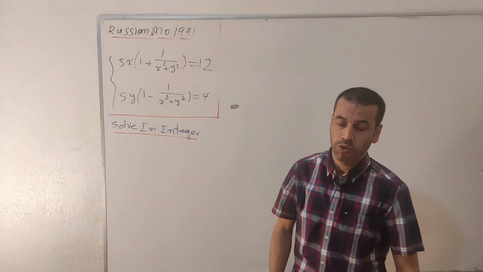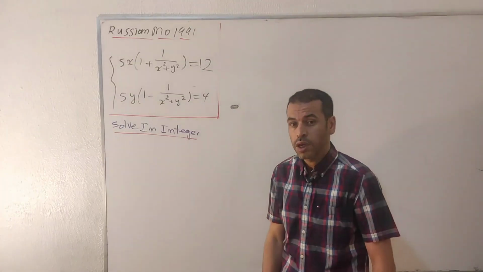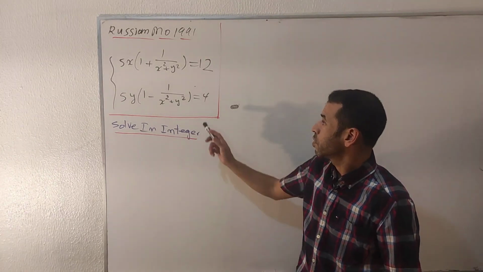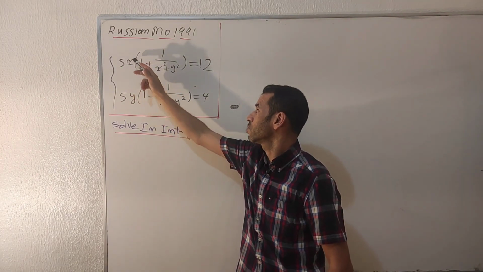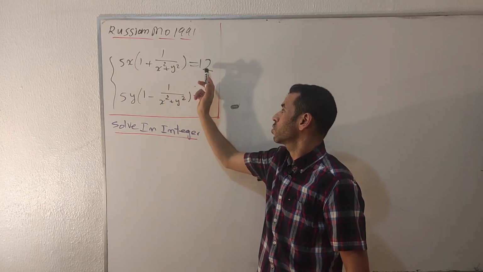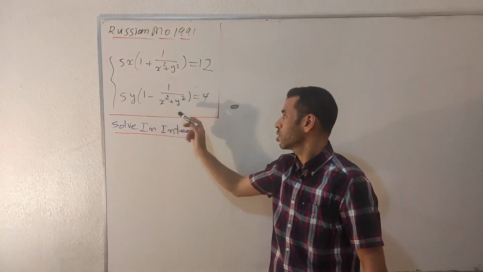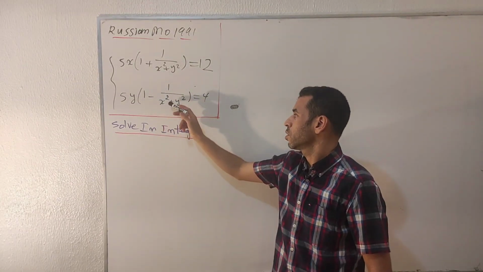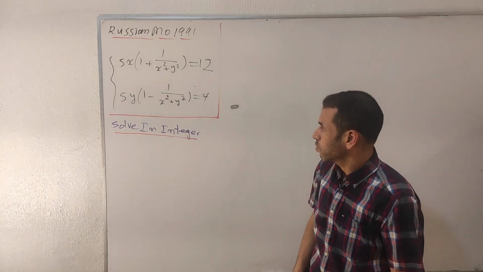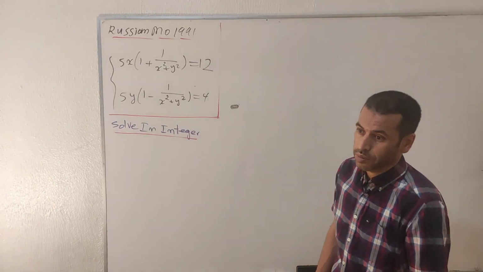In this video, I would like to introduce a very nice problem of the Russian Mathematics Olympiad, edition 1991. Here is the following equation system. The first equation: we have 5x multiplied by 1 plus the reciprocal of x squared plus y squared equals 12. The second equation: we have 5y multiplied by 1 minus 1 over x squared plus y squared equals 4. Okay? So if you would like to give this problem a try, go ahead, pause this video, and when you come back, see the full solution.